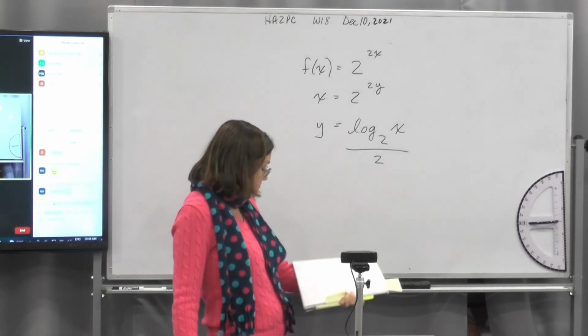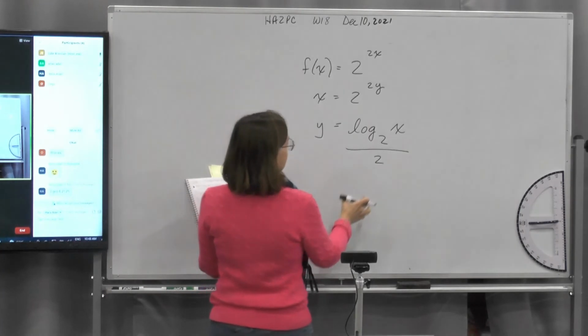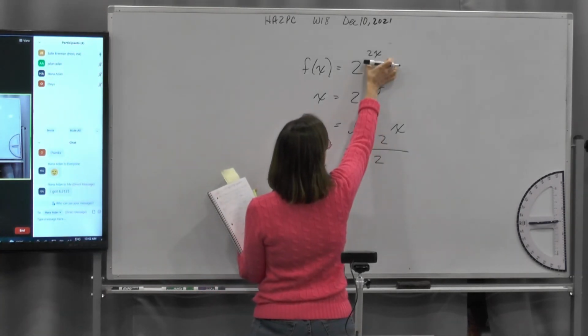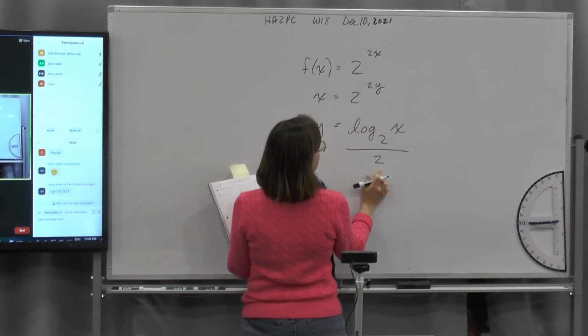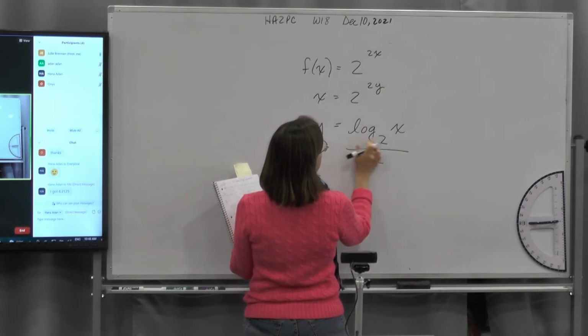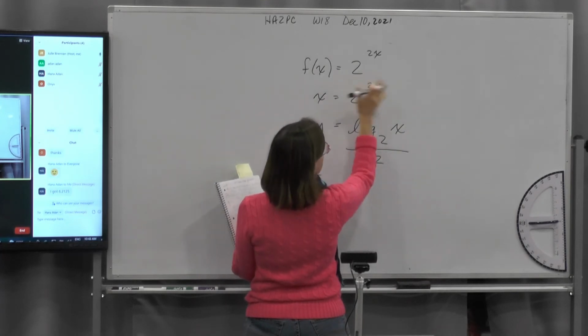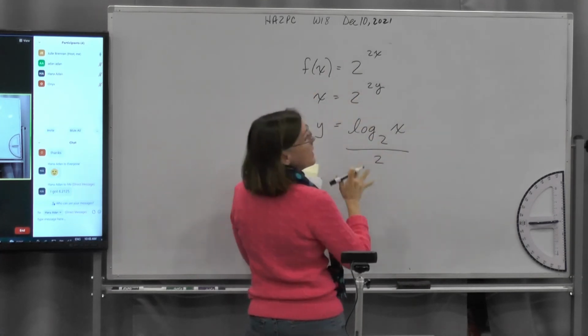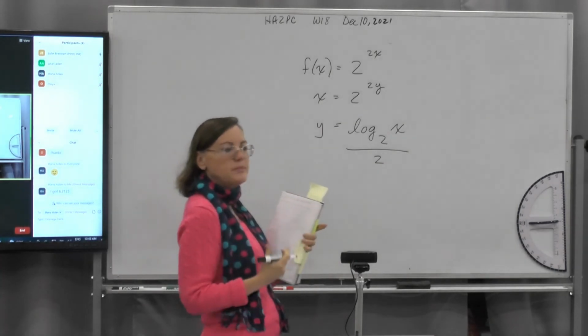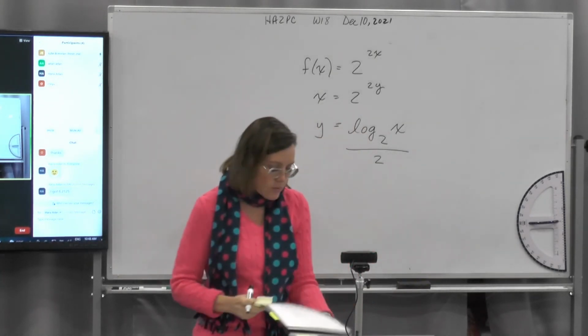You can check it, believe it or not. If I put this in for that, the 2 would cancel the 2, and then I would have x times log base 2x. If I re-expressed it, I would end up isolating. The 2 would cancel, and all I would be left with was x. So, okay.